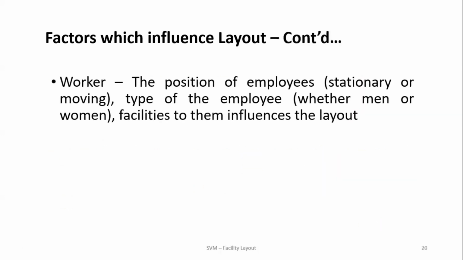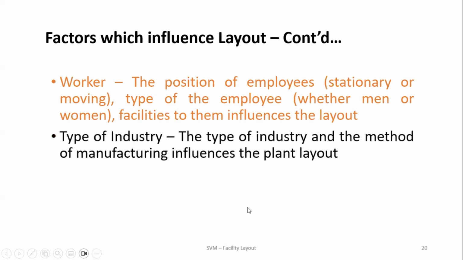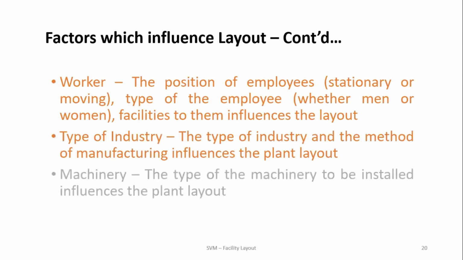Worker: the position of employees, whether he is moving or stationary, the type of employee, whether men or women, and the facilities required for them, influences the layout. Type of industry and the method of manufacturing also influence the plant layout. Machinery: the type of machinery to be installed. If it is a very heavy, gigantic machine or a very small machine, it also influences the plant layout.